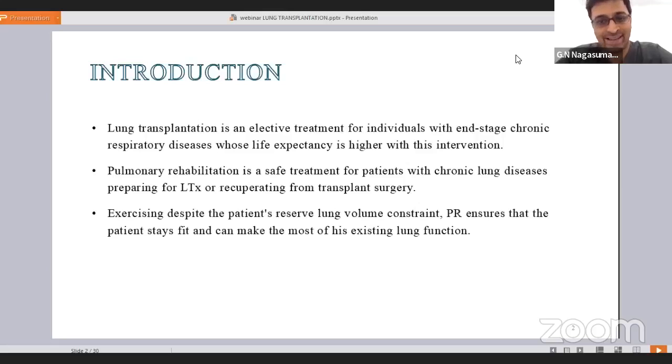Most of the myth is that the people around the patient say, as their lung function is impaired, you are not supposed to move much, you will get dyspneic, you will fall, and you tend to take a lot of rest. This is the biggest problem, and we need to counsel the patient to overcome all this.